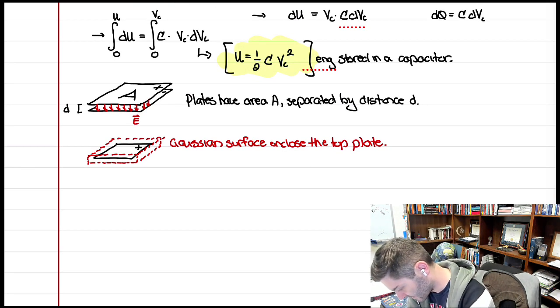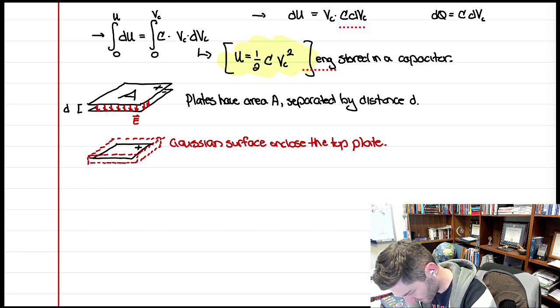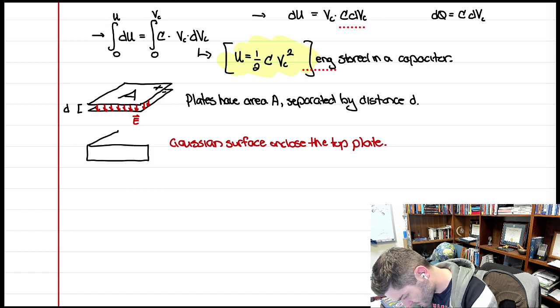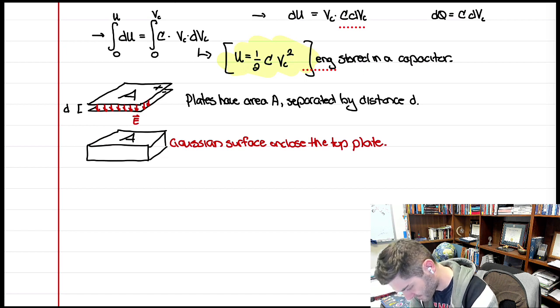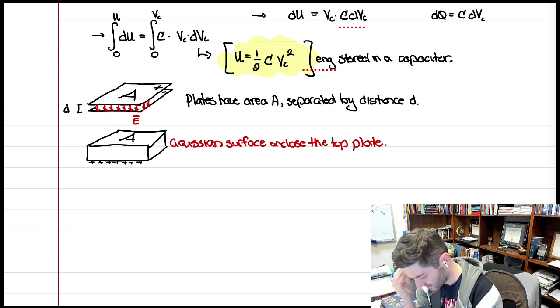And really what I'm doing is not enclosing the entire plate, but let me actually redraw that. Because the top plate, if I zoom in, has some thickness, some area A, some thickness. And I know the charges are all residing on the surface, which I'll draw down there at the bottom.